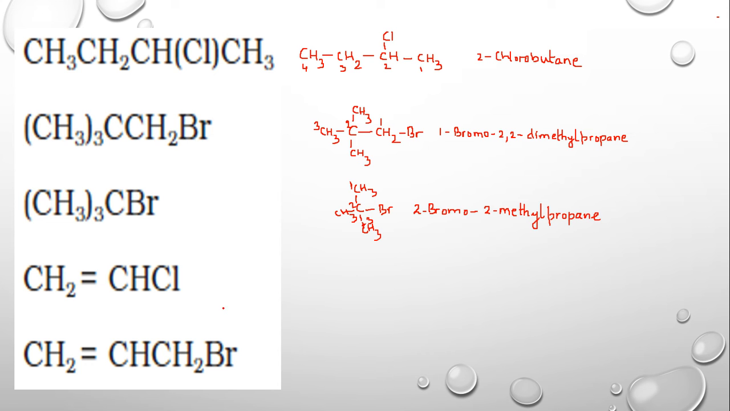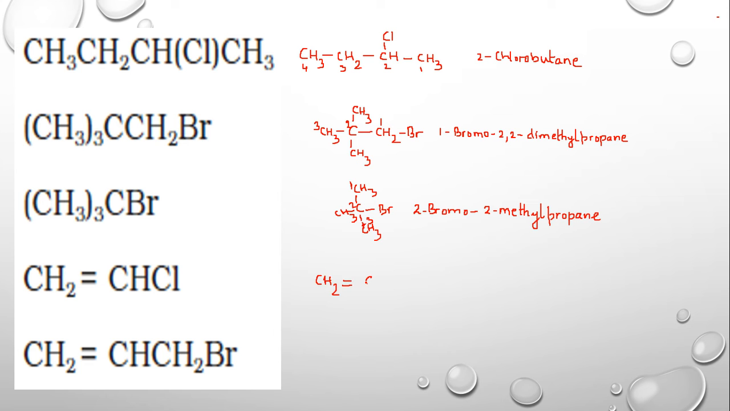Now look at the next example. CH2 double bond CHCl. Okay, in previous cases we all had alkanes as parent. Now over here the parent is going to be alkene. Okay, now the alkene which contains 2 carbon atoms is ethene. Now write down the structure.